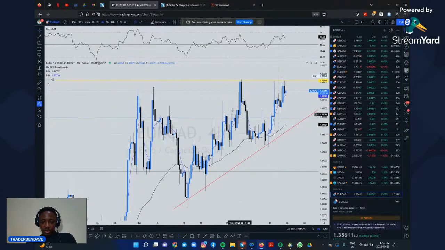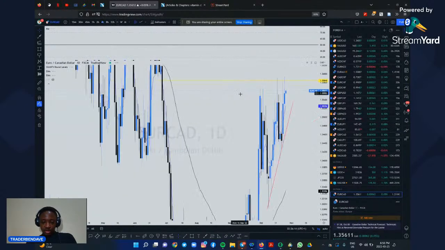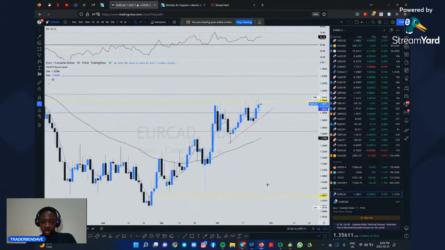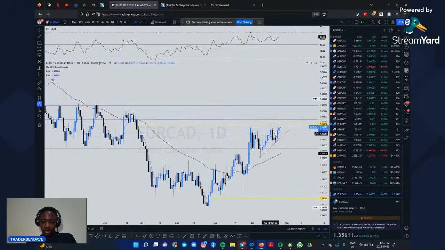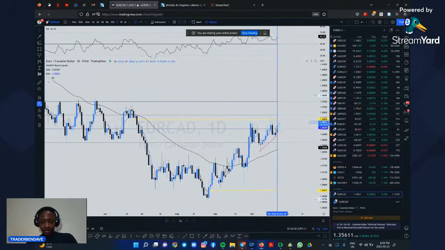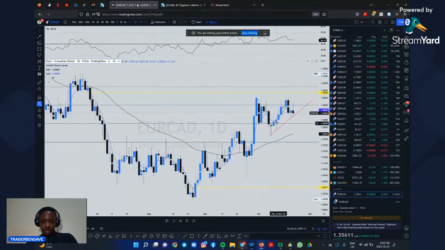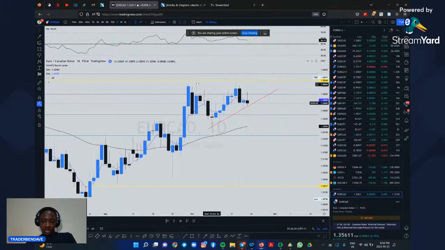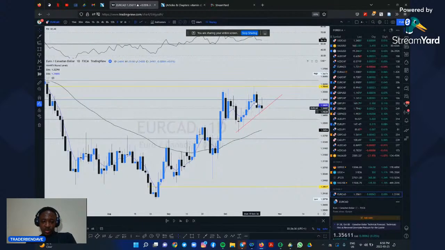All right, so this is what we're looking at on Euro card. Price was testing this level here. So this is how the market was on Friday, on Sunday. So what I said was, the best way to treat this is to wait for price to break this trend line or break below this level, and we can look to sell all the way down here.